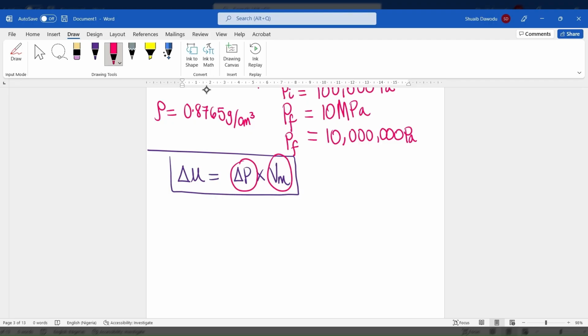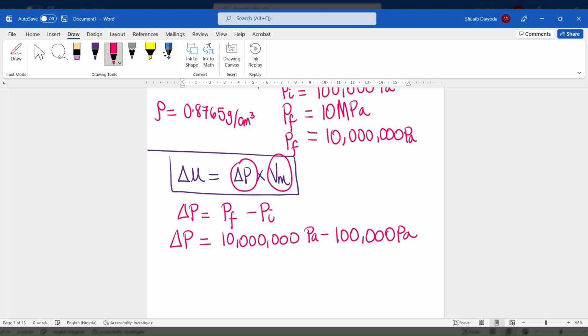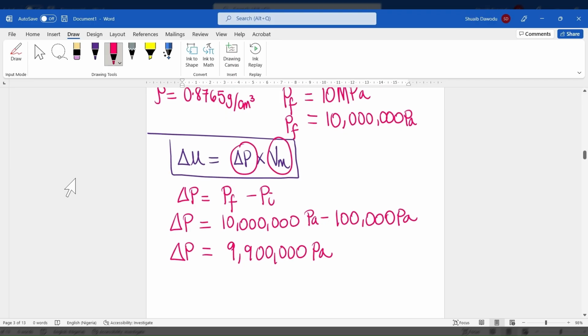From our knowledge of chemistry and science, change is just final minus initial. So change in pressure is P final minus P initial. That is 10 million pascals minus 100,000 pascals. So the change in pressure ends up becoming 9,900,000 pascals. We've already solved for this.